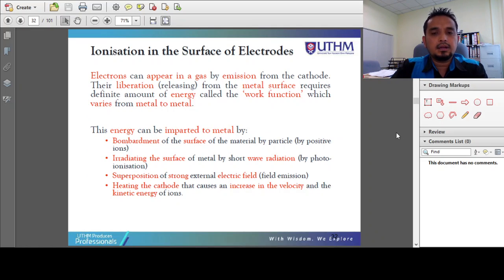And the last process that we're going to discuss on this topic, the progression of ionization, is ionization at the surface of the electrode. Electrons can appear in the gas, or in the metal, or in the solid. Yes, an electron can be present in any state. Okay, for the special case of the electron in the electrode.